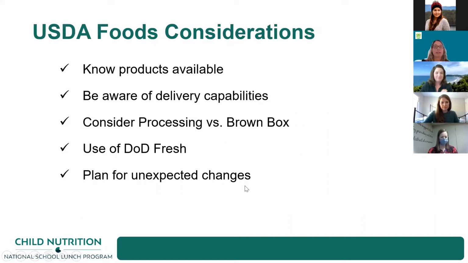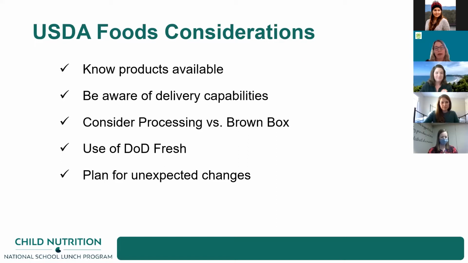So some considerations that we have when it comes to USDA foods. And Alexa mentioned, knowing what products are available. Sometimes we hear that folks tend to just continue to order the same items that they've always ordered, which is fine if that's what's working for you. But I encourage you to take a look and see what is available, see if there's anything new that you want to try or incorporate into your menus. Forecasting is an ongoing process, and always taking a look and seeing what you can tweak to make it work best for you and your district is important.